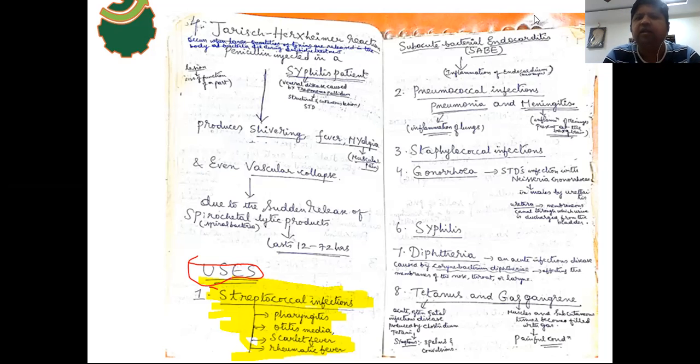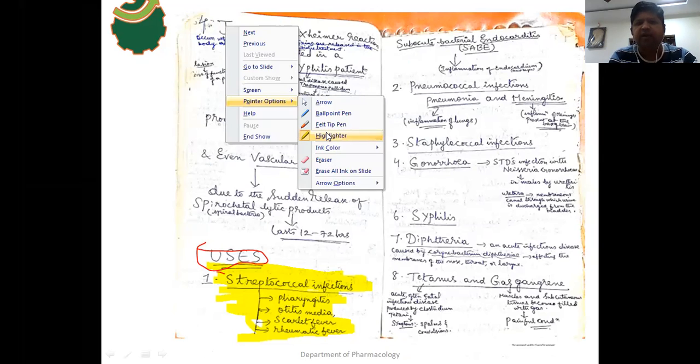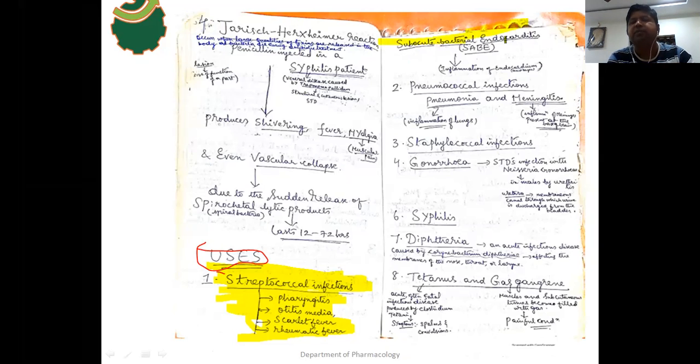Another infection where penicillin plays a very useful role, let me point it out, is called SABE, that is subacute bacterial endocarditis. In this infection, subacute bacterial endocarditis, there is an inflammation of the innermost layer of the heart.